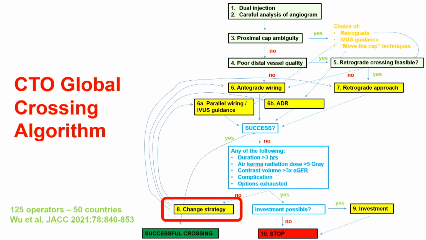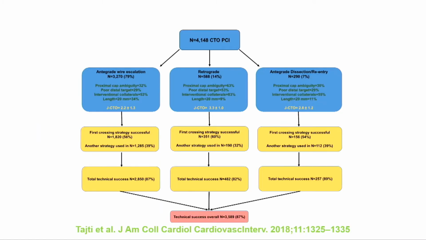Step number 8 is to change the strategy. And that's something that you hear from everyone. I think everyone agrees on this. We used to try something for 20, 30, 40 minutes. Now a sign of experience is to know when to stop doing that. The faster you realize it's not going to work, the better it's going to be, because you save radiation, you save contrast, and you increase, as a result, your chance of being successful and decrease your risk of complications.